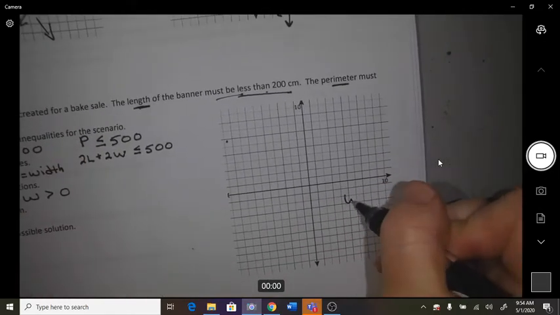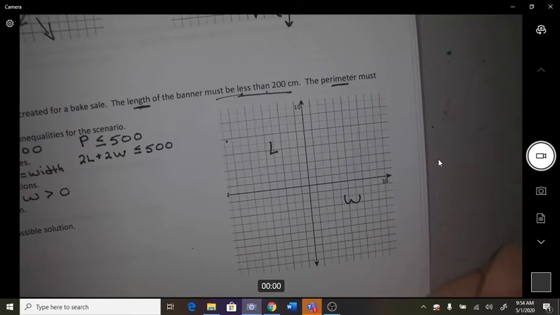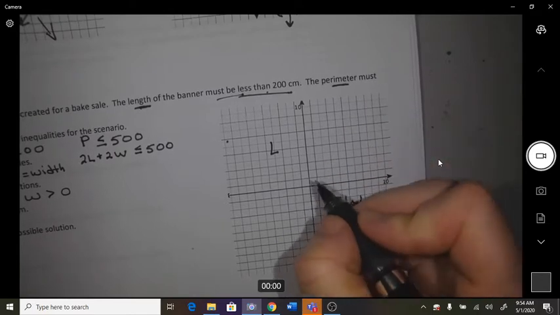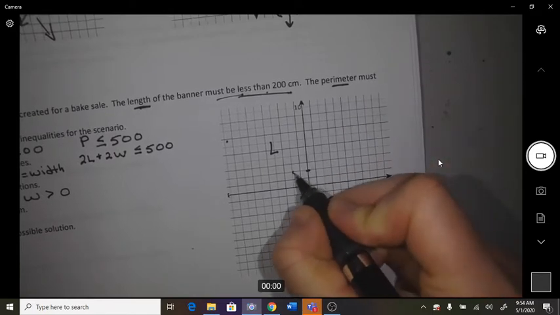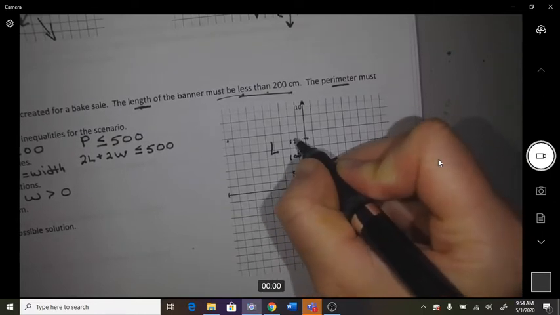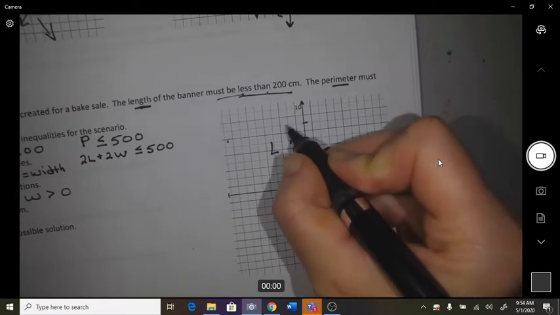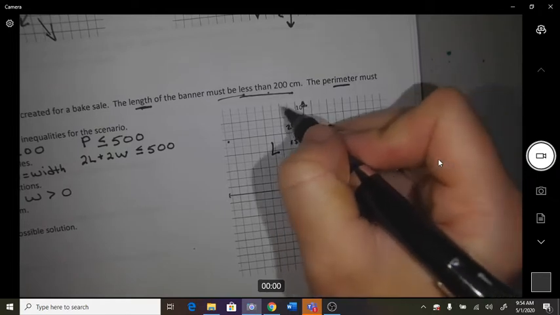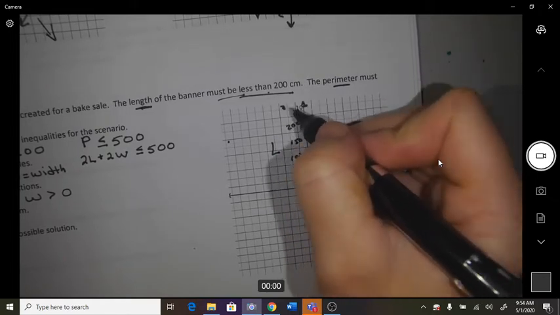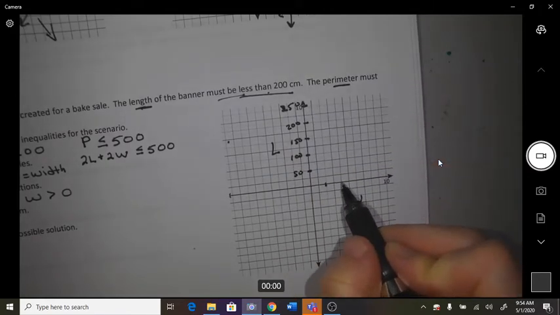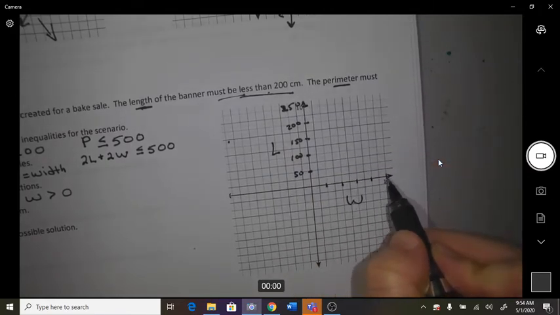Okay, so I'm going to put this as my width and this is my length. So let's go up 25s, so 50, 100, 150, 200, 250.